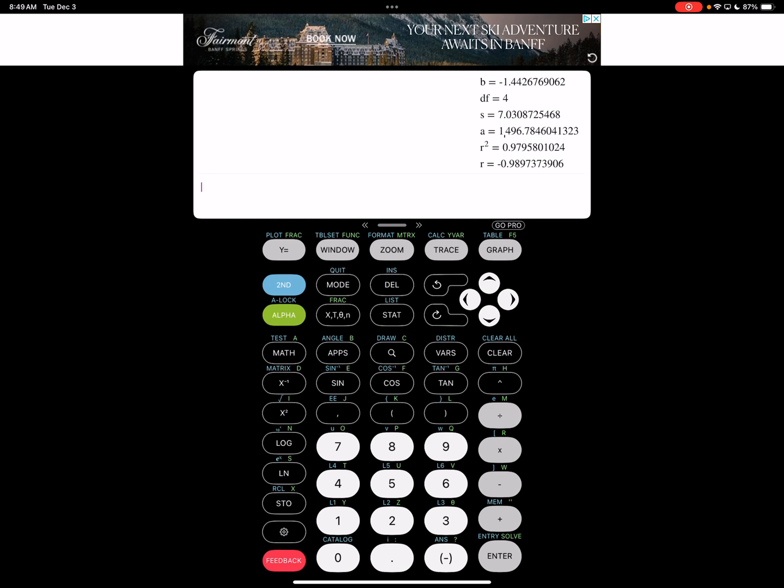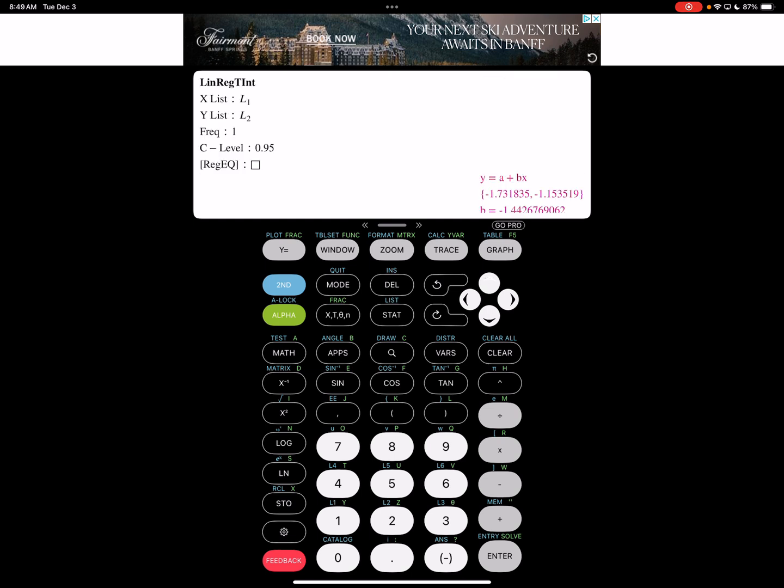Why didn't it give it to me? Oh, there it is. You see it in the corner over there. This calculator is so weird, but it was a free option, so there you go. This is what we get. All right, so see my interval? It says negative 1.731835 to negative 1.153519.